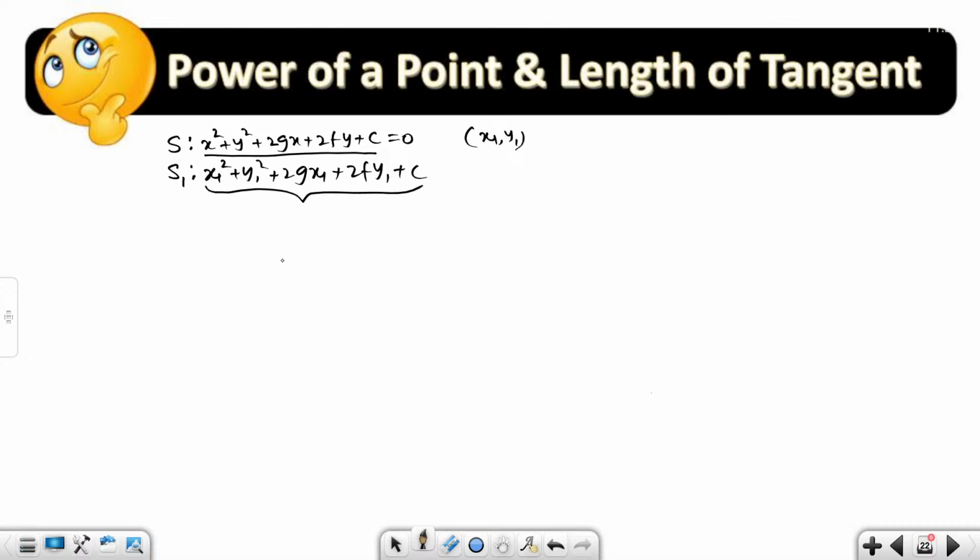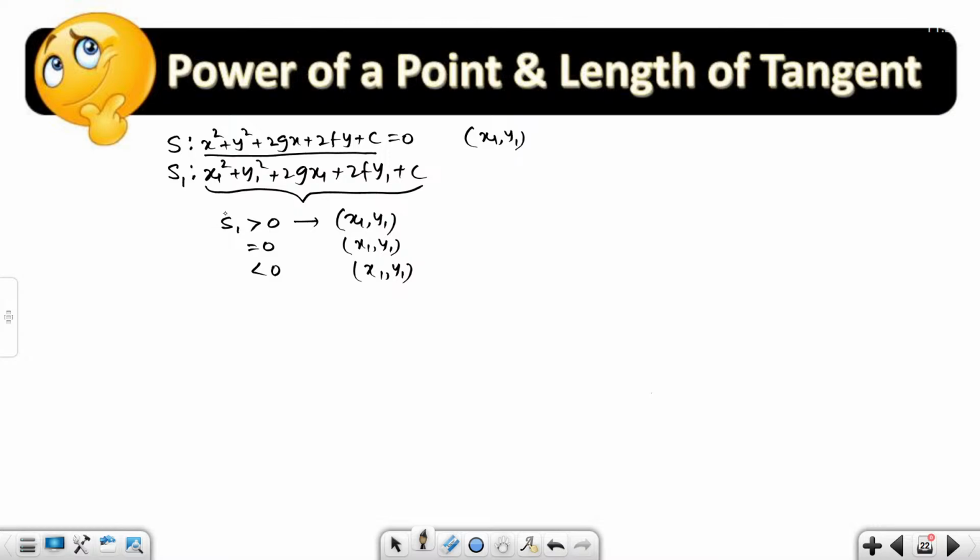And as we all know, if this is S1, I taught you, S1 greater than 0 means the point x1, y1 is outside the circle. If it is equal to 0, it is on the circle. And less than 0, it is inside the circle. This I already taught you.